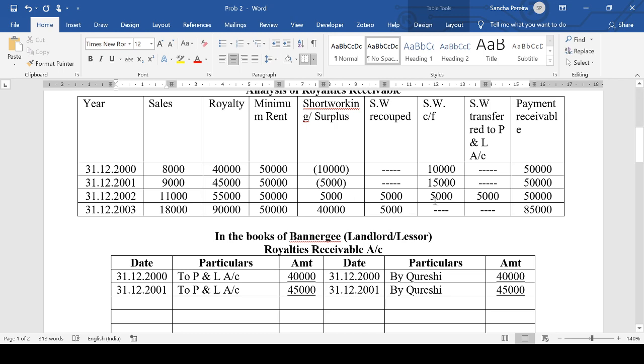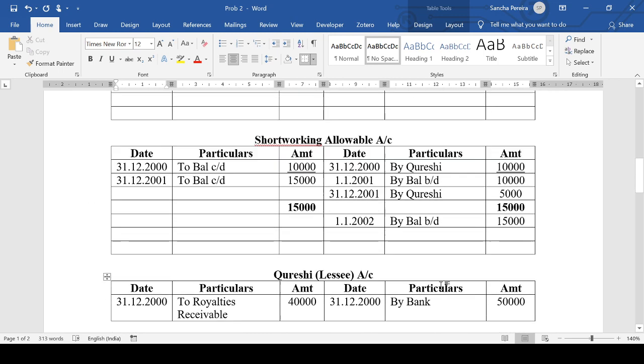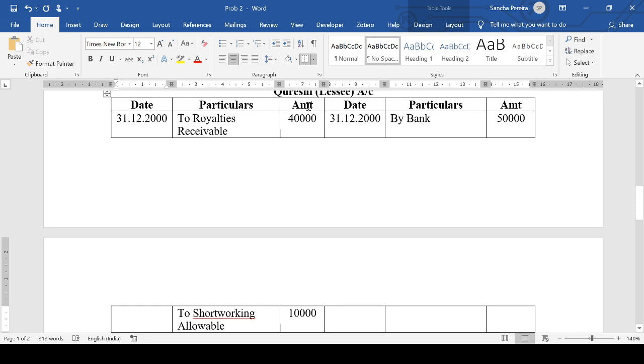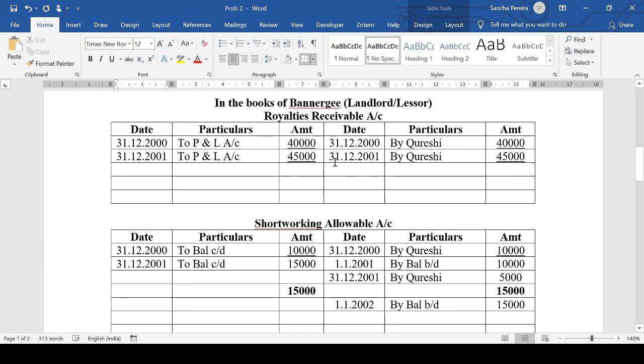What was the entry that we just passed in the first years? It was Qureshi's account debit to royalties receivable to short working. Now we don't have a short working. So it's just Qureshi's account debit to royalties. It's as simple as that. There's no short working. So Qureshi's account debit to royalties receivable.